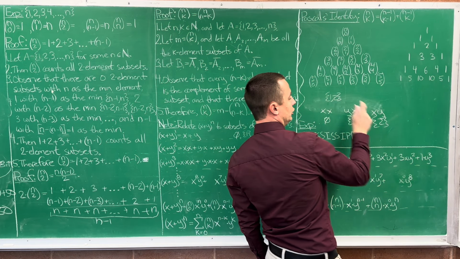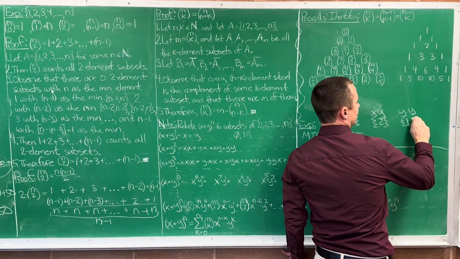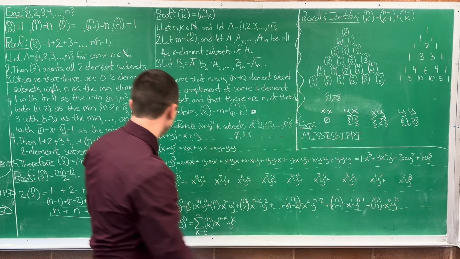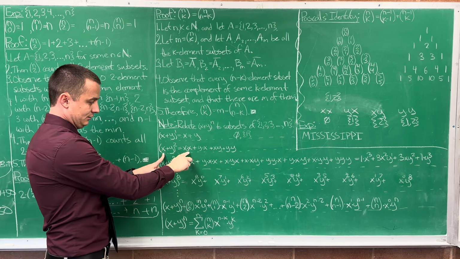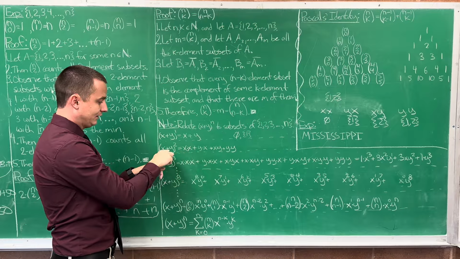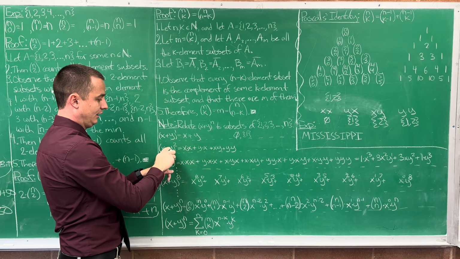Next one. Should I include the first element? Yes. Should I include the second element? Yes. That gives me 1, 2. And so when you take x plus y and you square it, you get an x times an x, that's right there. You get an x times a y, that's right there. You get a y times an x, and you get a y times a y.